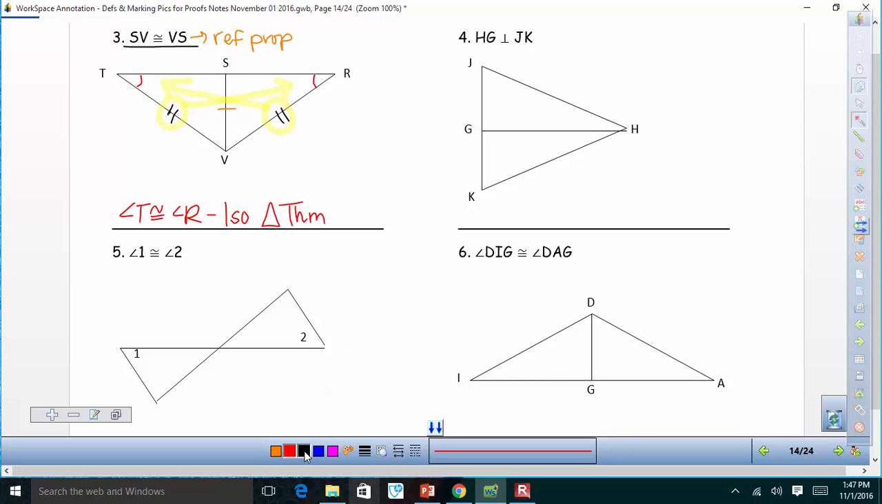Okay, and that is all that I can find. Reflexive property, there's nothing else that I see in there. So I have an angle, a side, and a side. Is that going to work? No. So this we could not prove was congruent.